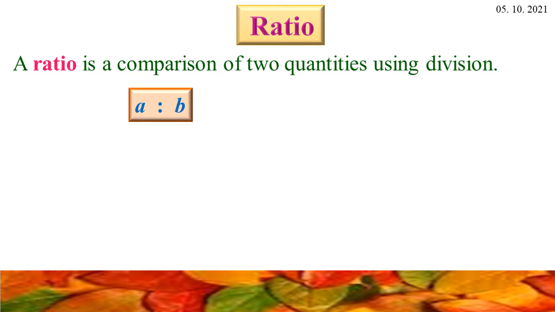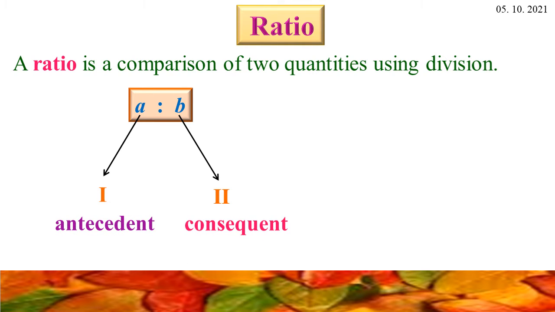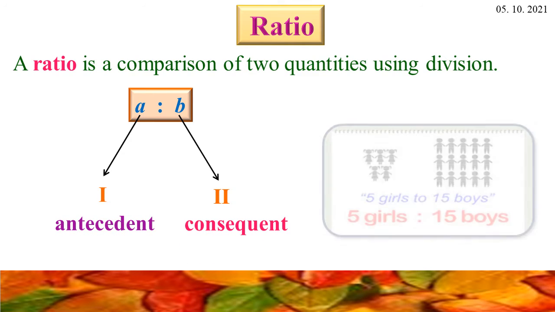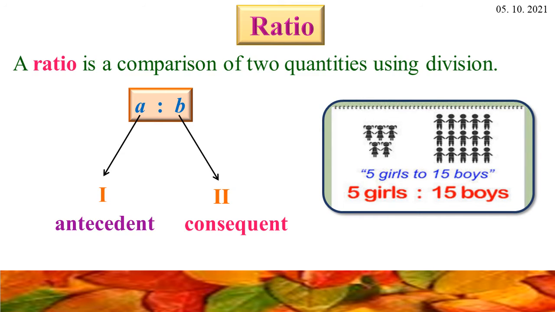Generally, if A and B are two terms in a ratio, then we write A is to B. A is the first term, B is the second term. So the first term is called antecedent, the second term is called consequent. Let's see a real life example.